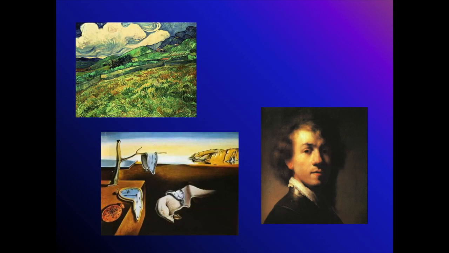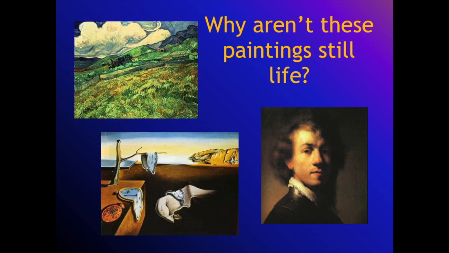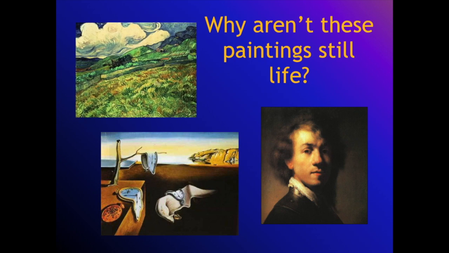So you might be thinking, well, why weren't these still lifes? Well, these 3 paintings have different reasons. The first one here shows grass and mountains and clouds. That's a landscape. It's an outside picture. The one at the bottom here shows something from the artist's imagination. We're not really sure what it is, but we know it's not real, so it can't be part of a still life. And the last picture here, well, that's quite obviously a person. This one is a self-portrait. Again, not a still life.